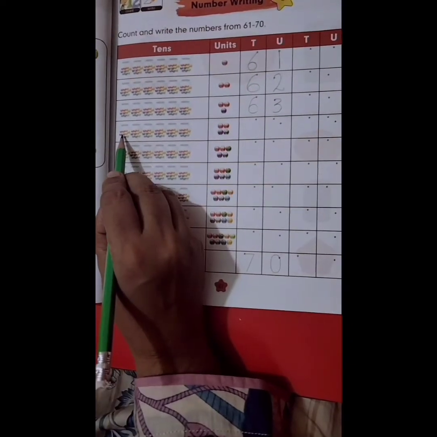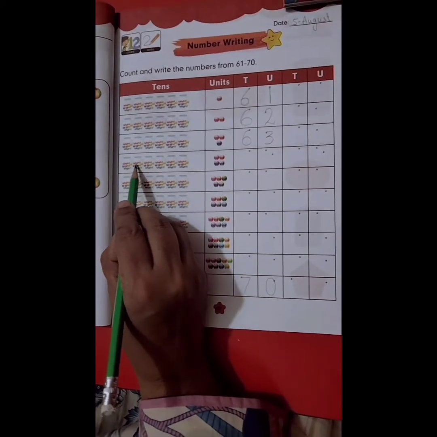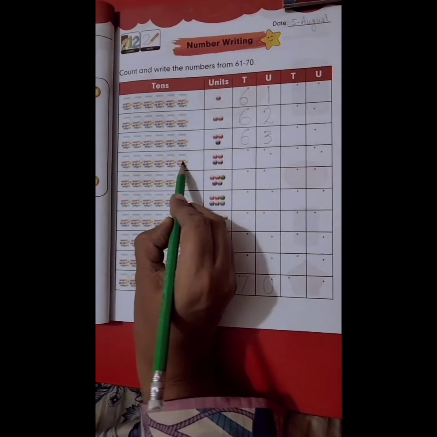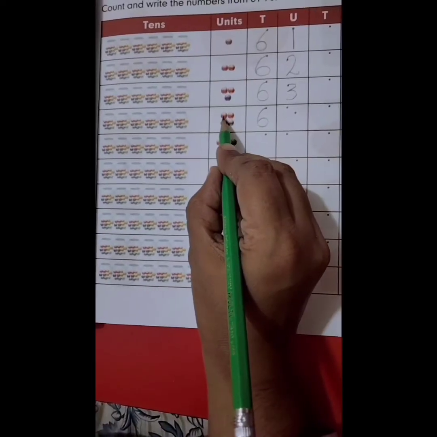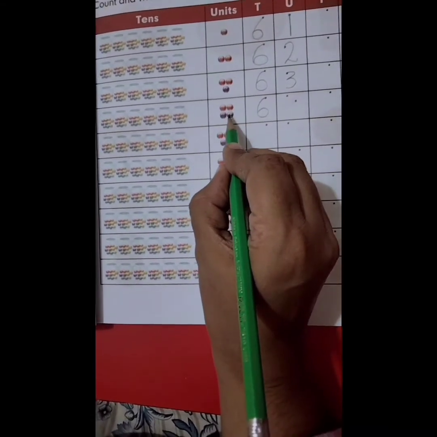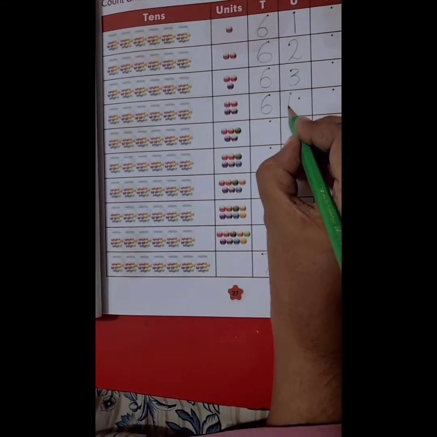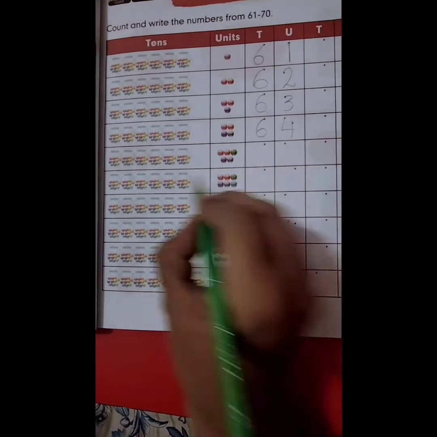Now count the jars. 1, 2, 3, 4, 5, 6. We have to write 6 in the tens column. Now we have to count units. How many units are there? 1, 2, 3, 4. 4 units. It becomes 64.